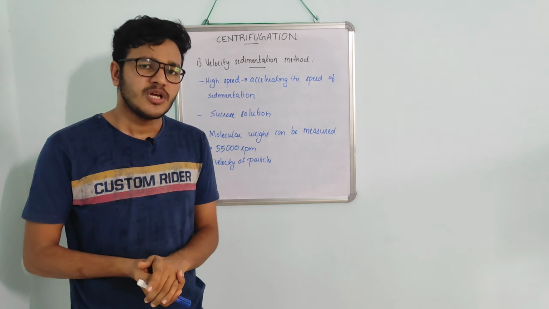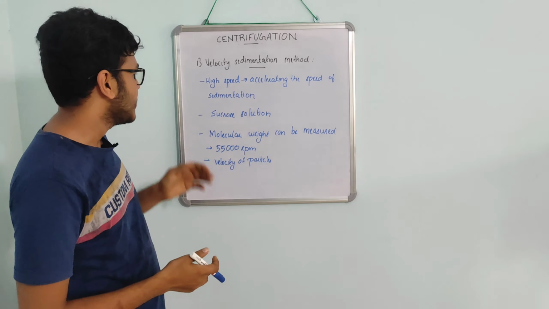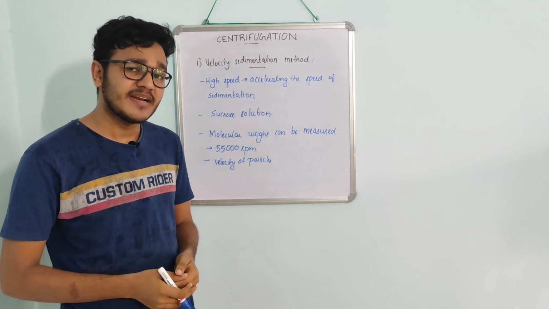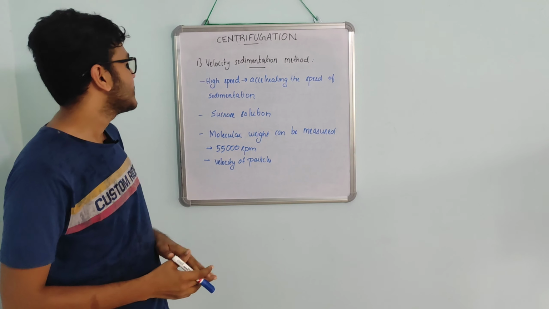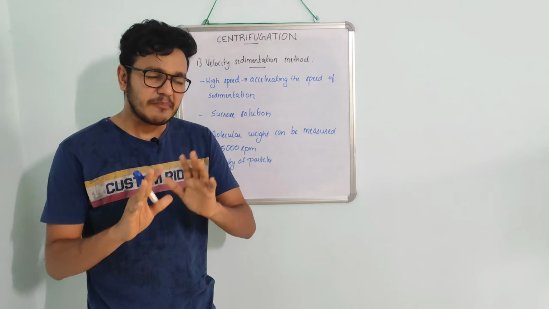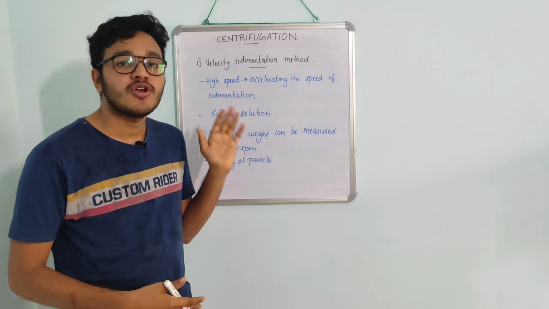Now, two terms are most commonly related to centrifugation. The first one is the velocity sedimentation method and the second one is the buoyant density method. First we'll discuss what the velocity sedimentation method is. Briefly, you have to focus only on the entrance point.